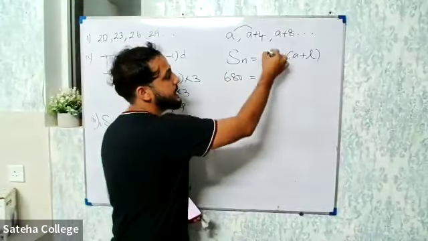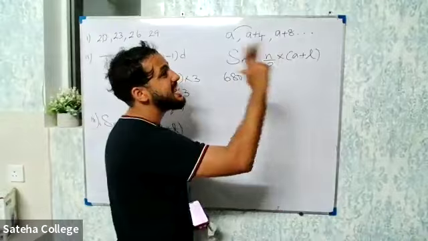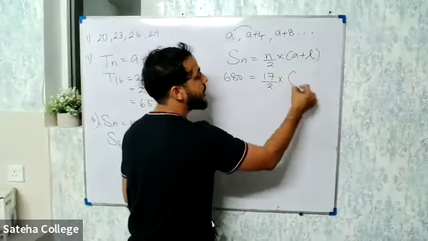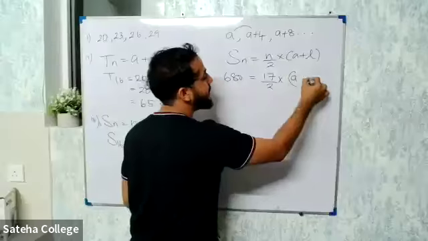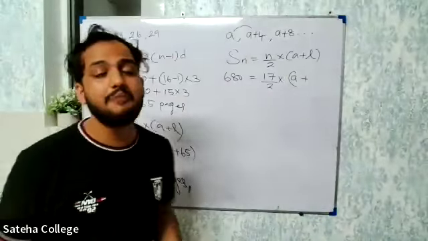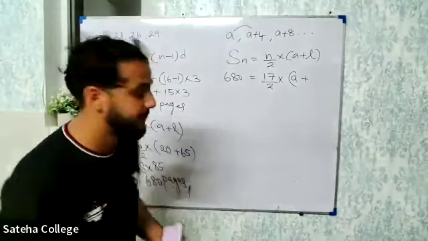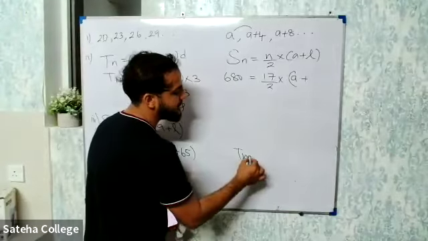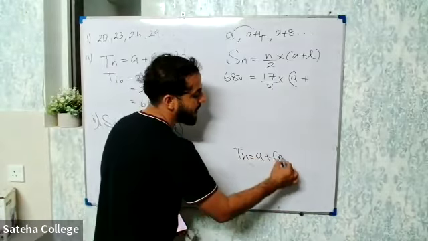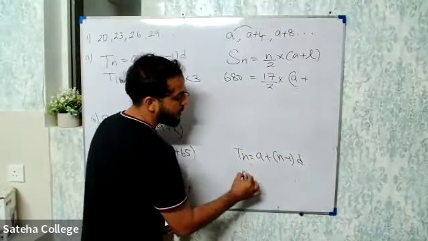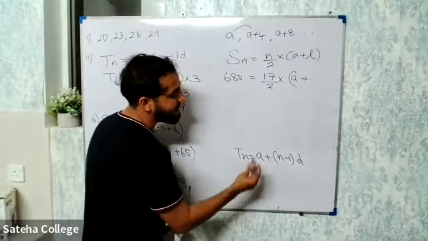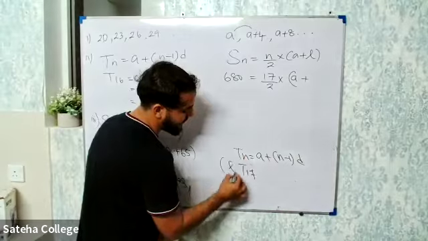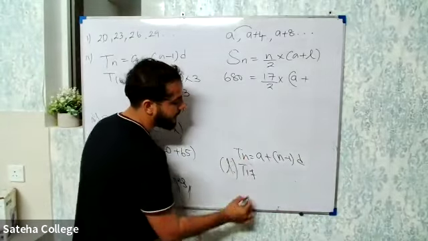Total number of pages. Number of terms: she is reading for 17 days, so n is equal to 17, divided by 2. Now the first term is A here. Now the last term, we have to find out in terms of A. We can apply the Tn equation to find the last term, A plus n minus 1 into D. Here the last term is your T17, remember.